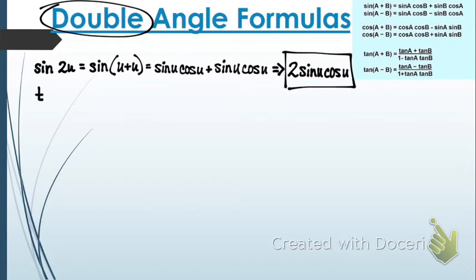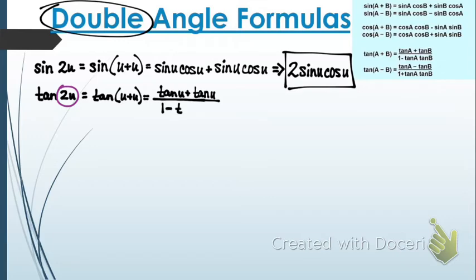Could I do the same type of thing for tangent? Tell me how I can rewrite 2u. Yep. Tangent, parentheses, u plus u. All right, so now I want to look at my tangent formula, and I want to apply that. Tan u plus tan u over 1 minus tan u times tan u.